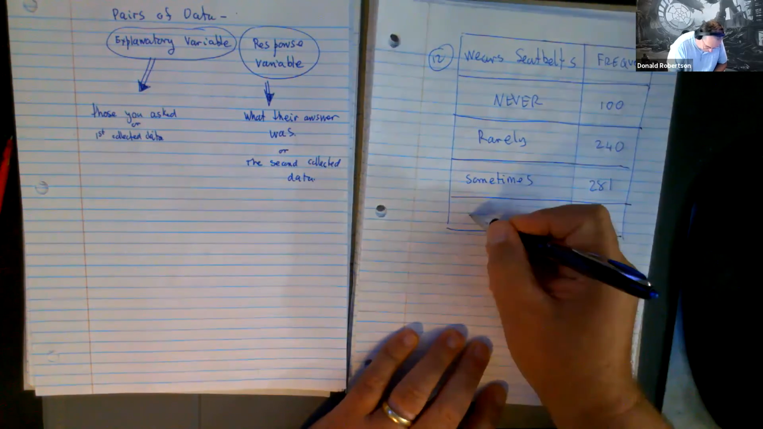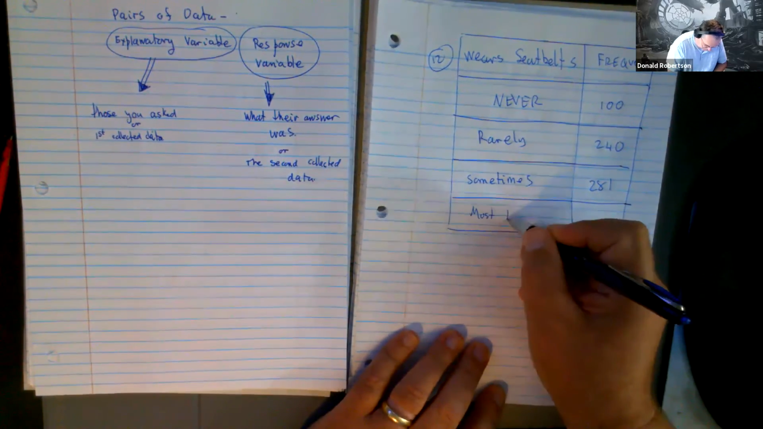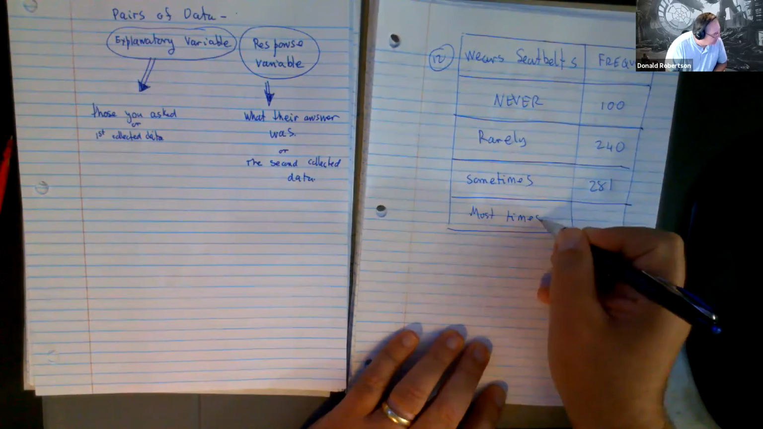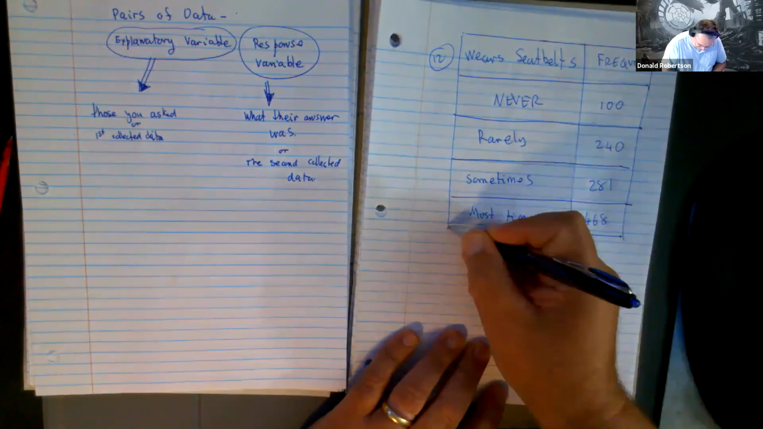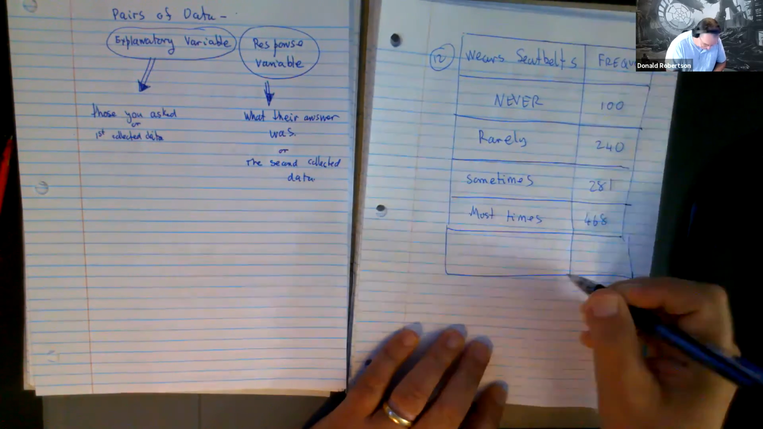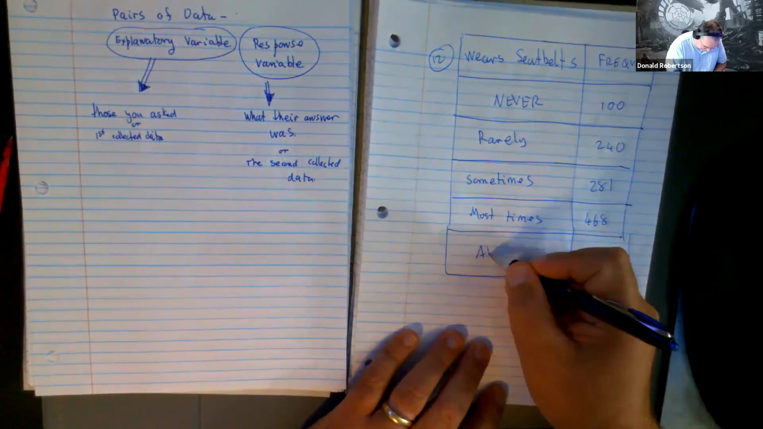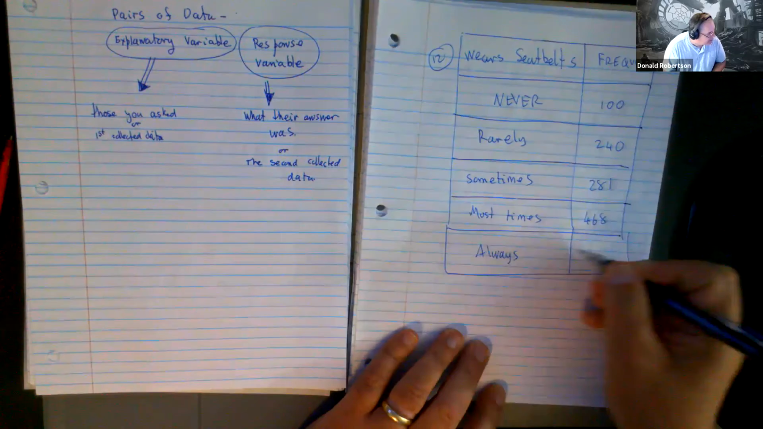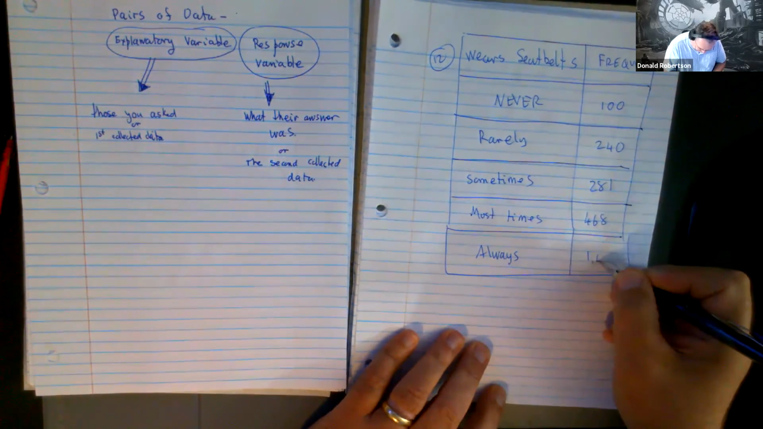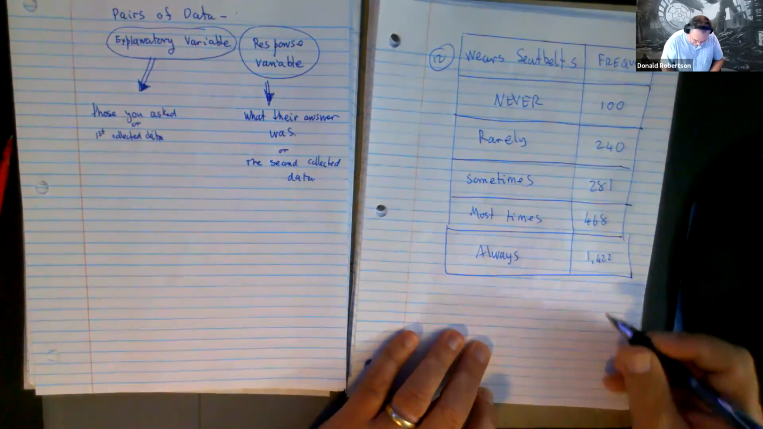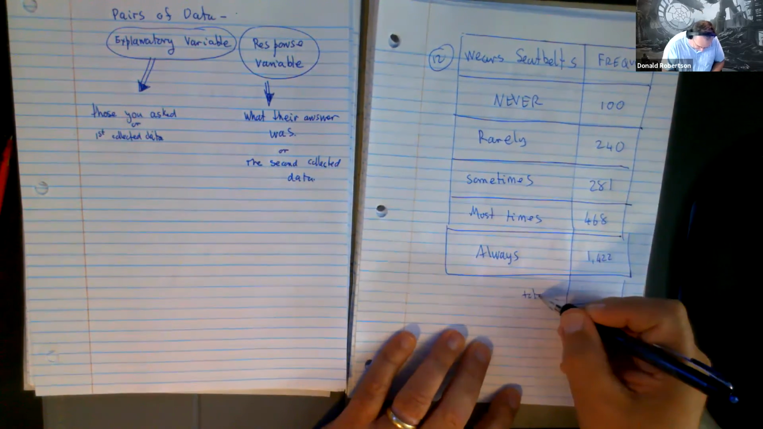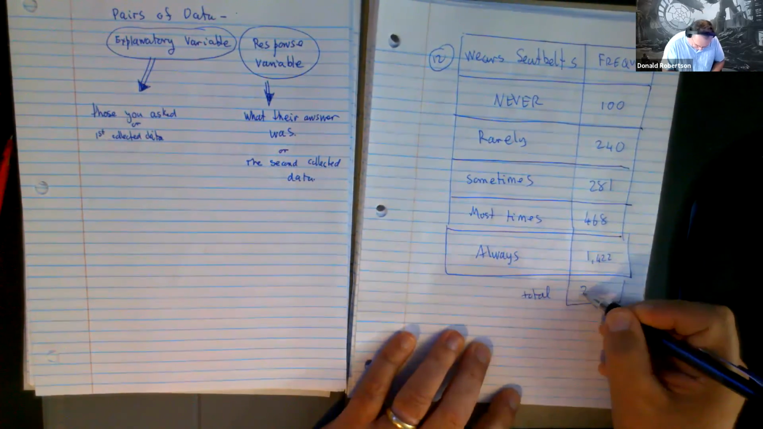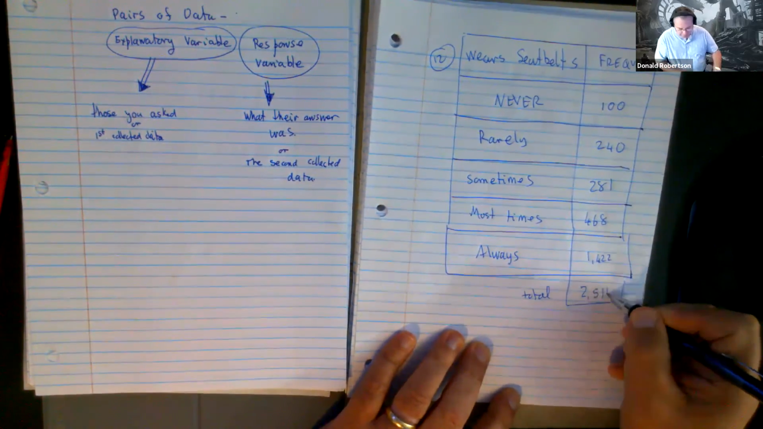Most of the time they did it, and that's 468. And last but not least, they always did it, and that's going to be 1,422. And they told me that the grand total, so it saves me having to add them all up, was 2,511 students. That's a lot of people, so it's good data.